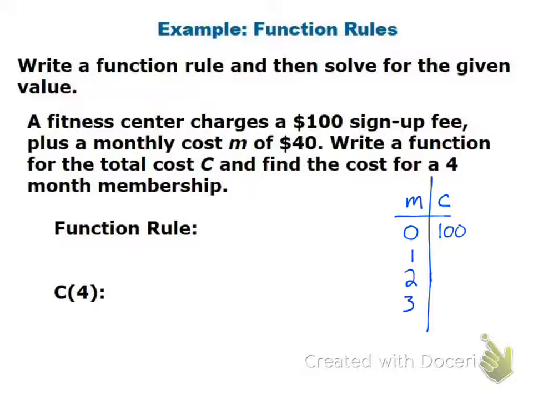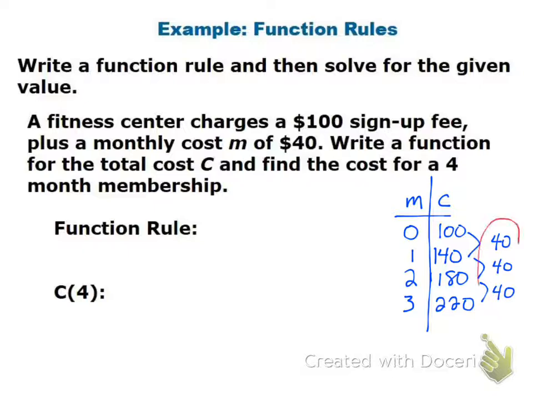After I go for 1 month, I owe the sign-up fee and then also $40, so $140. The second month, I would be charged still the $100 fee, so I'd owe $180. And then the third month, I would have $220. And so I can see that my pattern here is that I'm going up by $40 each time.